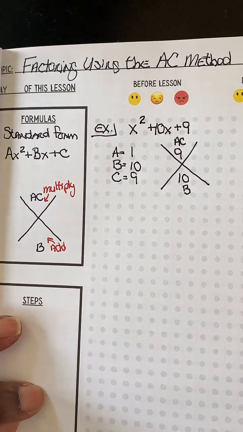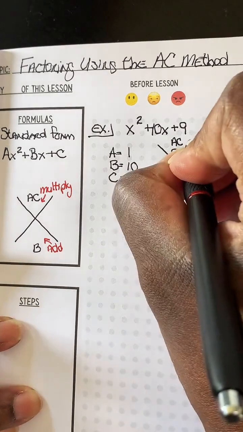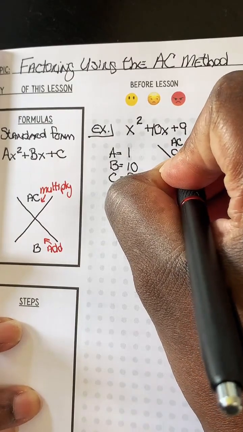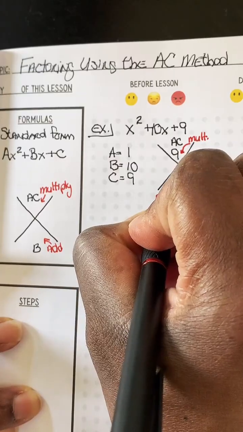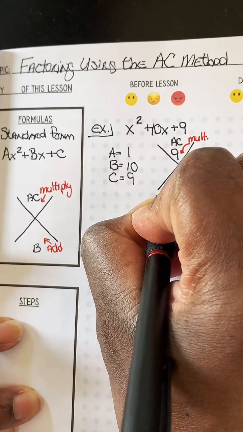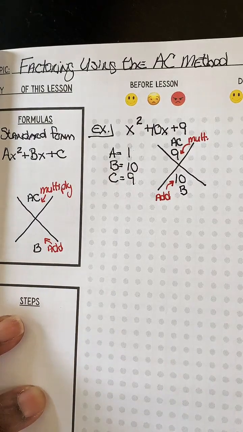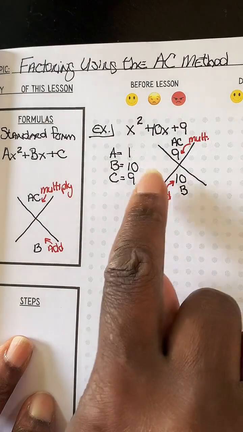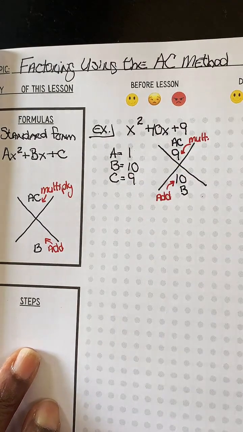So now you have to ask yourself this question. What two numbers multiplied will give you 9, and the same two numbers add together to give you 10? And when you find those two numbers, they're going to go into these two blank spaces.